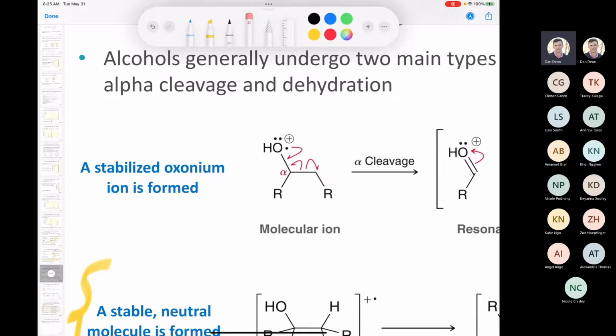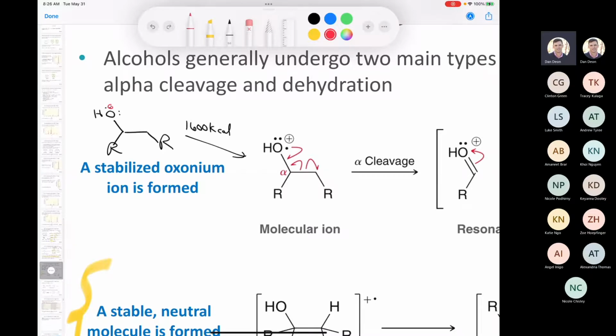If we were to draw this alcohol and draw a proper Lewis structure, so let me just draw, oops, that's not very pretty. There we go. So we have our alcohol. We have the oxygen, which has 2 bonds and 2 lone pairs. You hit that with a high energy beam of electrons and bloop, you end up knocking off one of those electrons. So you end up with a radical cation. This is your molecular ion, right? This is your M+ ion.